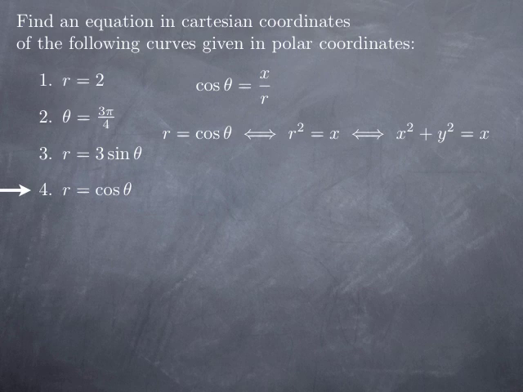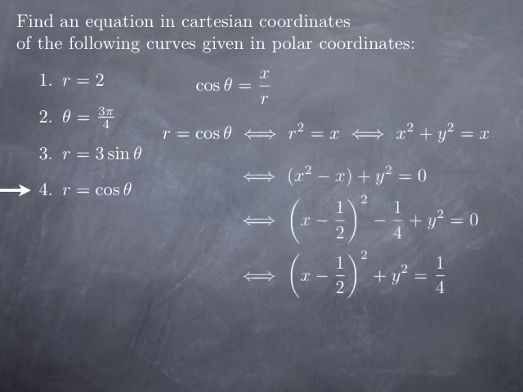Again, at this point we already have a Cartesian equation of this curve, but to obtain explicitly the center and radius of the circle, we can subtract x on both sides and complete the square in x squared minus x. X squared minus x can be rewritten as x minus 1/2 squared minus 1/4. And putting the 1/4 on the other side, what we obtain is x minus 1/2 squared plus y squared equal 1/2 squared. In other words, this is the Cartesian equation of the circle centered at the point of coordinates 1/2, 0 and of radius 1/2.